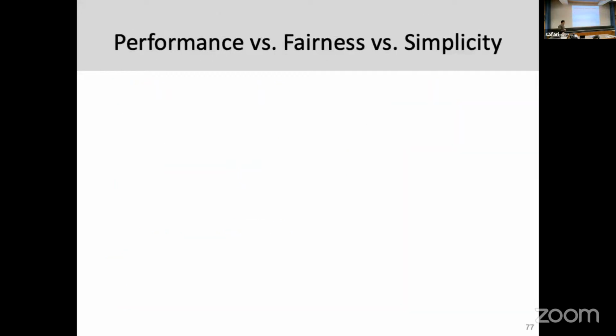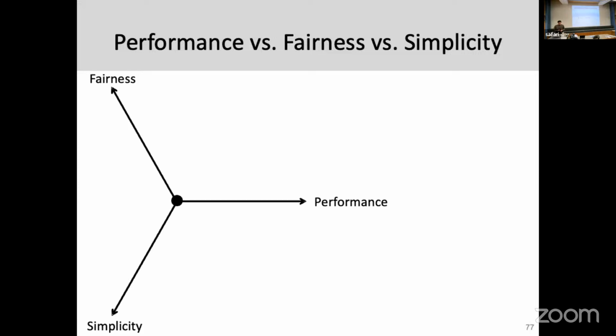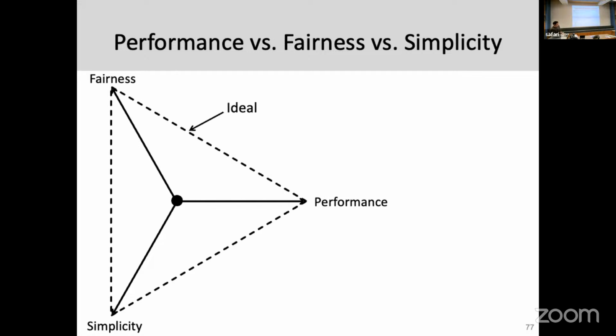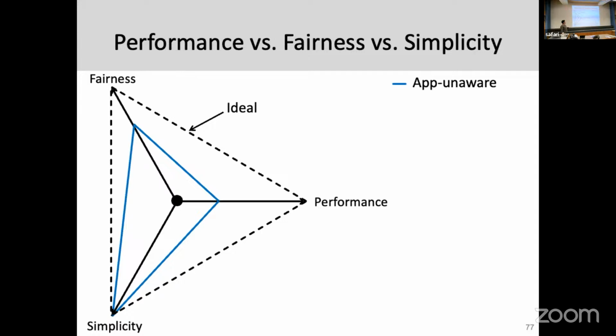And then we have this nice radar chart that shows us how fair, how high performance, and how simple existing mechanisms are. So this is the ideal outline you want to be in. Right? You're most fair, most high performance, and most simple. So FR-FCFS is very simple, but it's not very fair or high performance. And this is because it's not aware of the applications running in the system.